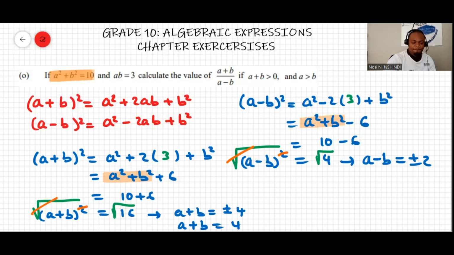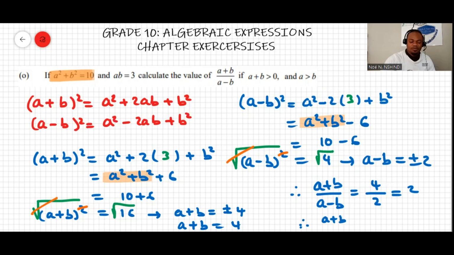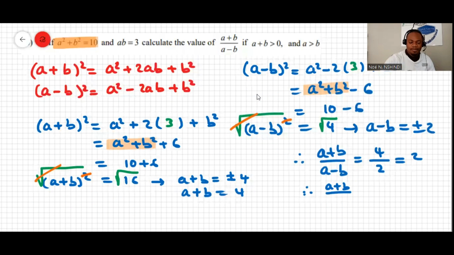And also it said a is greater than b. Therefore, a plus b over a minus b must be equal to 4 over 2, which is equal to 2. So a plus b over a minus b is just equal to 2. That's the answer.